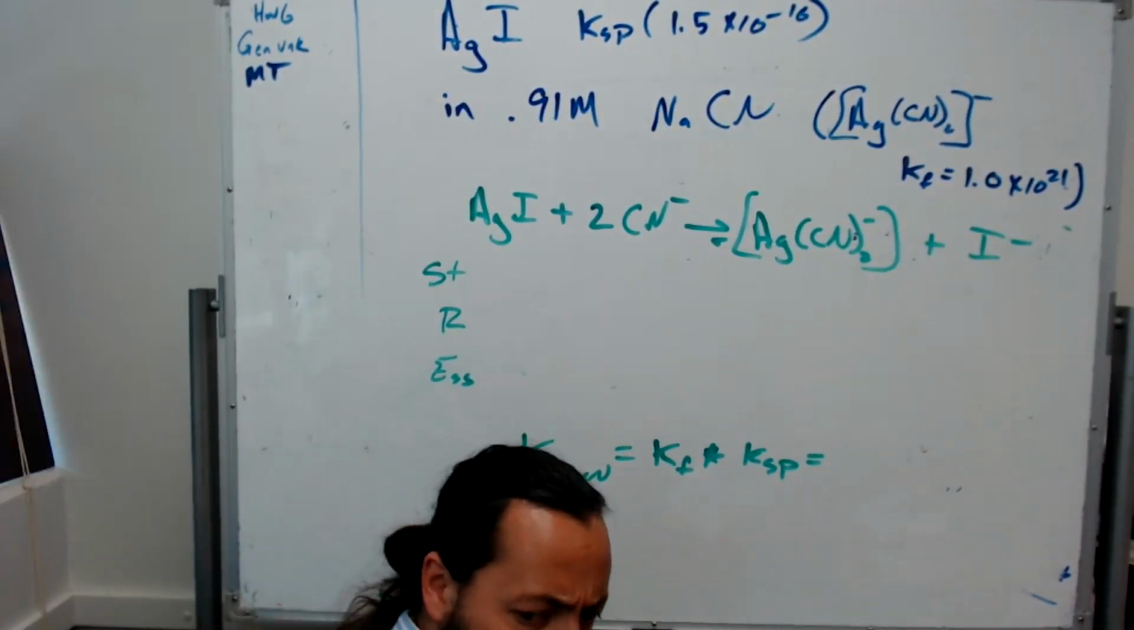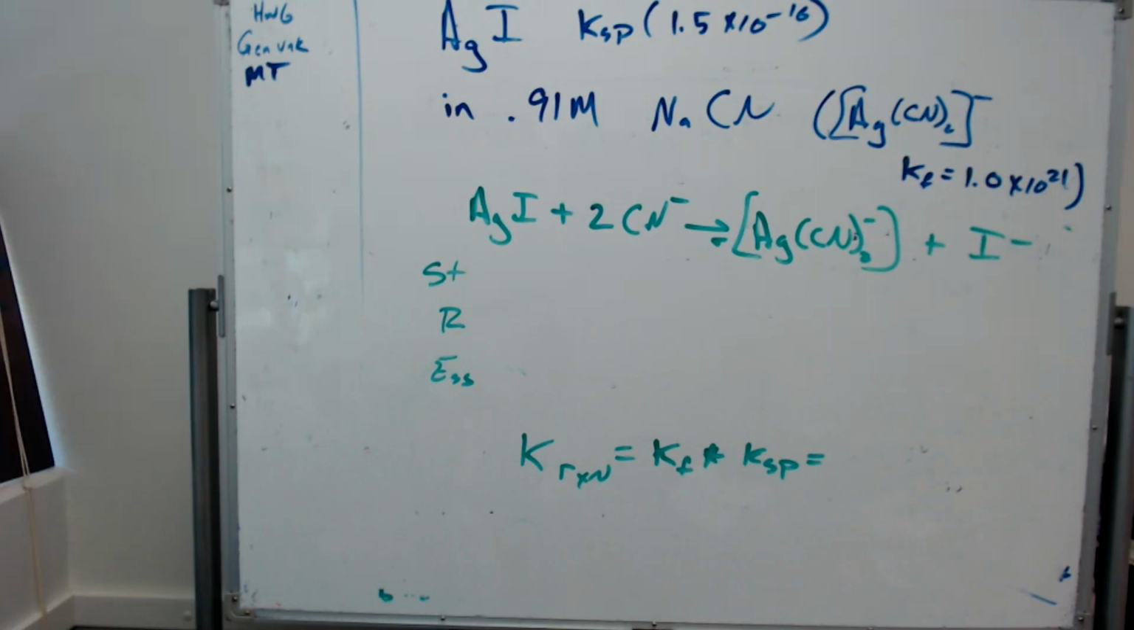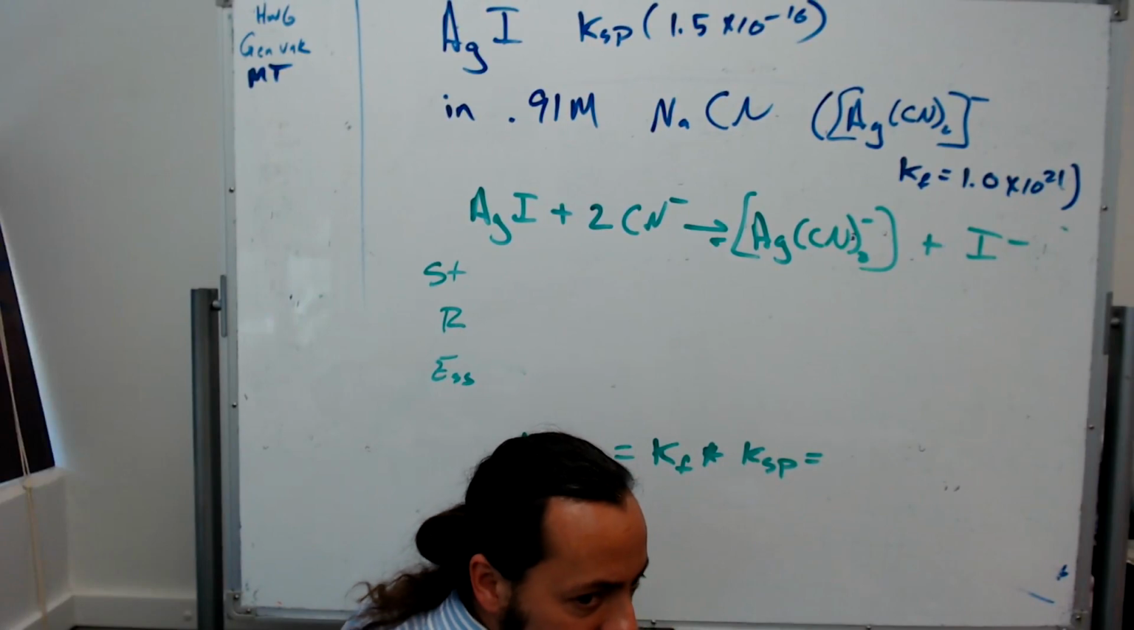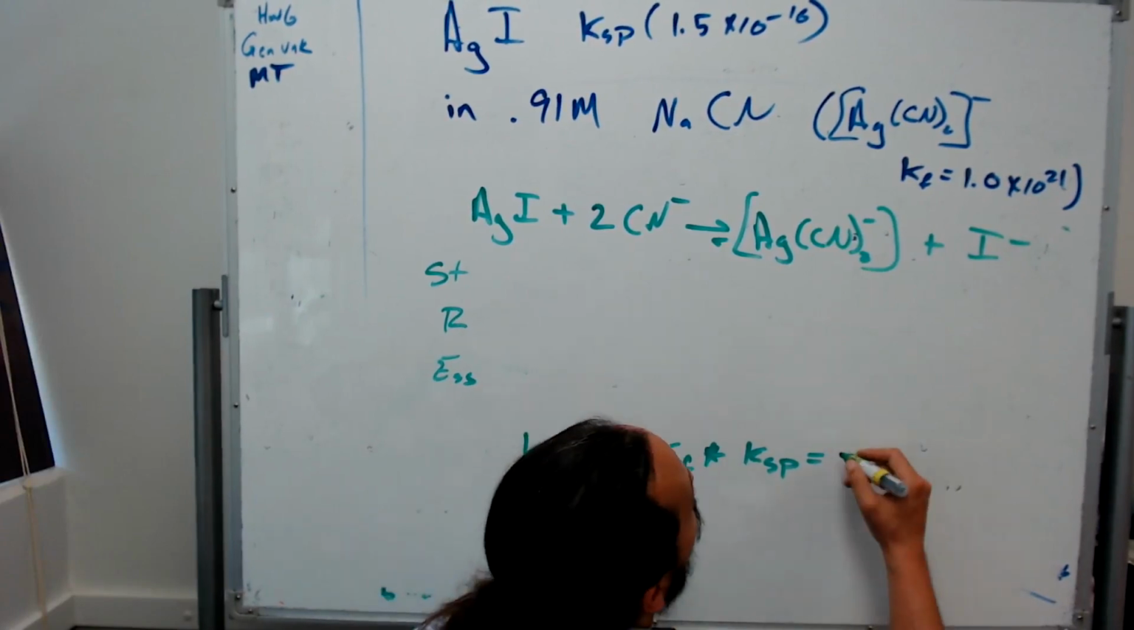Calculator's out if you don't got your calculator out. 1.5 times 10 to the minus 16 times 1 times 10 to the positive 21. I might be able to do this in my head, but please do it on the calculator to make sure I'm not wrong.